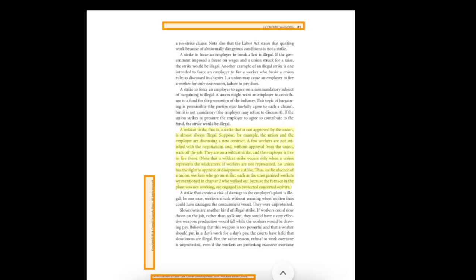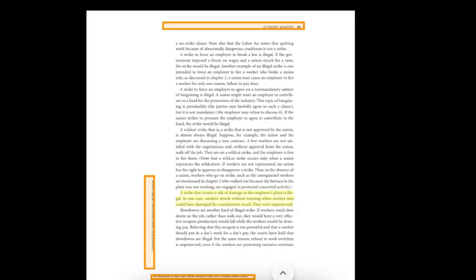Note that a wildcat strike occurs only when a union represents the wildcatters. If workers are not represented, no union has the right to approve or disapprove a strike. Thus, in the absence of a union, workers who go on strike, such as the unorganized workers we mentioned in Chapter 2 who walked out because the furnace in the plant was not working, are engaged in protected concerted activity. A strike that creates a risk of damage to the employer's plant is illegal.